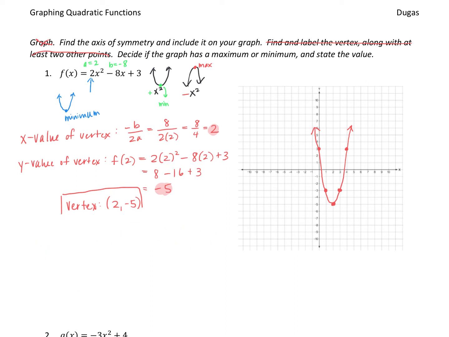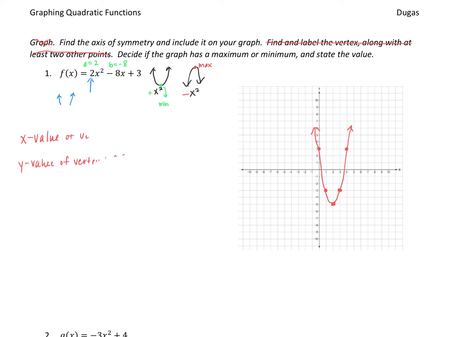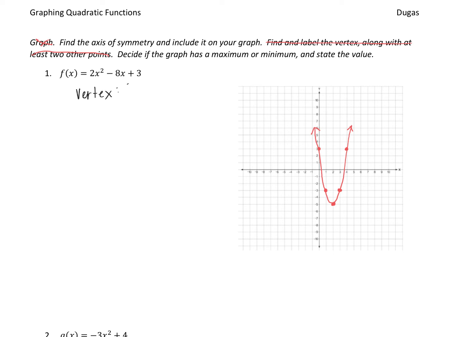Okay, so let's summarize what we've got so far. The vertex, when you find it, you can get a lot of good information from it. So the vertex we have as 2, -5. Because it's opening up, it has a minimum. So we're going to go ahead and list that. The minimum or the maximum value, they're looking for the y value. So the minimum value is -5.